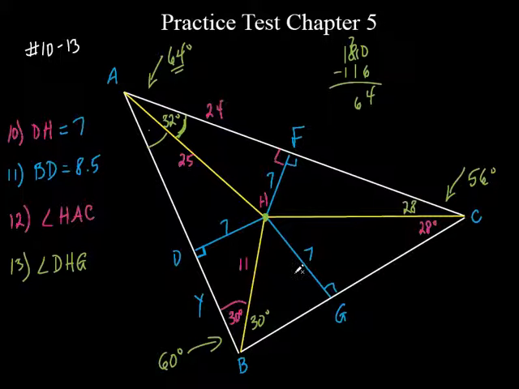So DHG, where is D? Right here. D is right here. There's H and there's G. So I'm trying to find this angle right there. So how in the world do I find that? Well, let's think about this. I've got it. Let's just look at this triangle right here. Everybody see this one? Right here. Okay, so let's just look at that triangle.